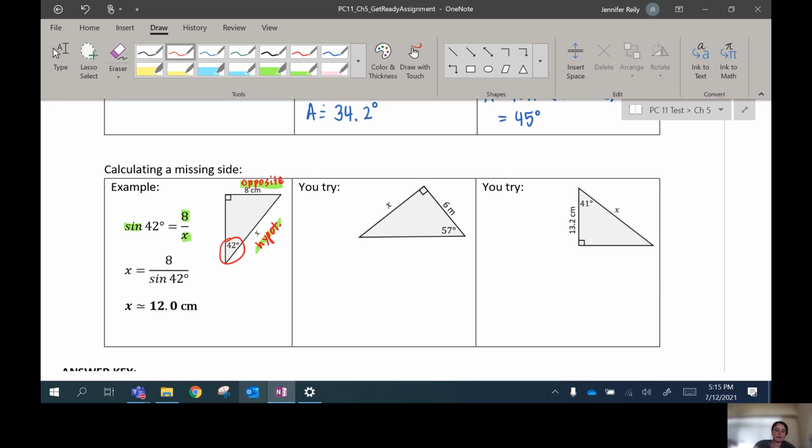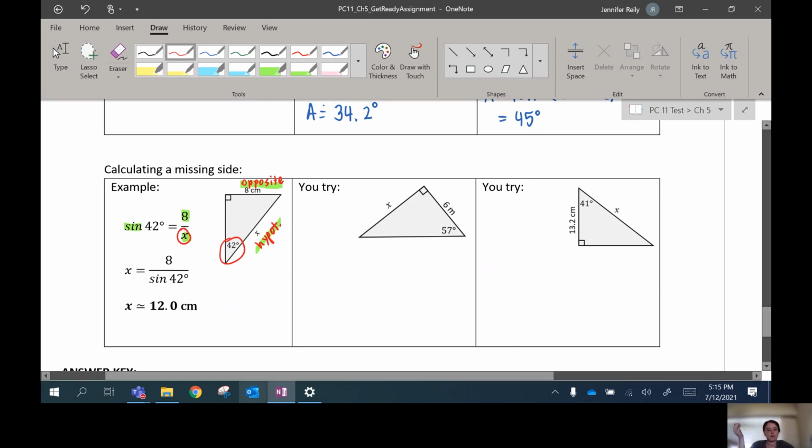Then we have to look at what we're solving for, x. When the x is in the denominator, we want to use this cross multiply trick. And we can switch the places of the x and the sine 42, and then type that into our calculator, and you'll get approximately 12.0 centimeters.